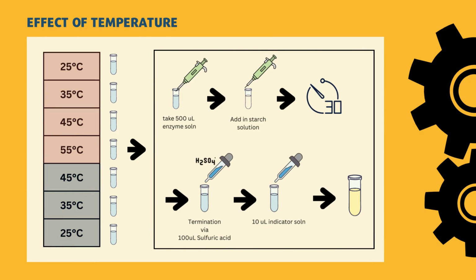We take a 500 microliter aliquot of the enzyme solution and add it to a start solution and leave it to incubate for 30 seconds. It is then terminated with 100 microliters of concentrated sulfuric acid. We will then repeat the process at every 10-degree increment starting at room temperature leading up to 60 degrees Celsius.